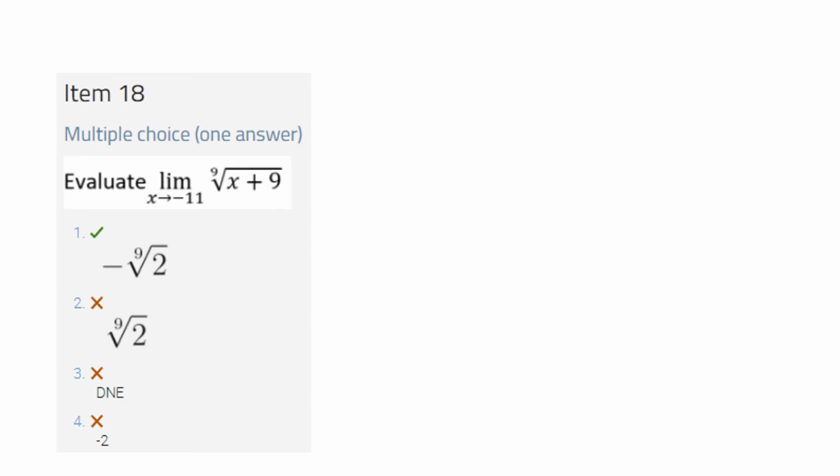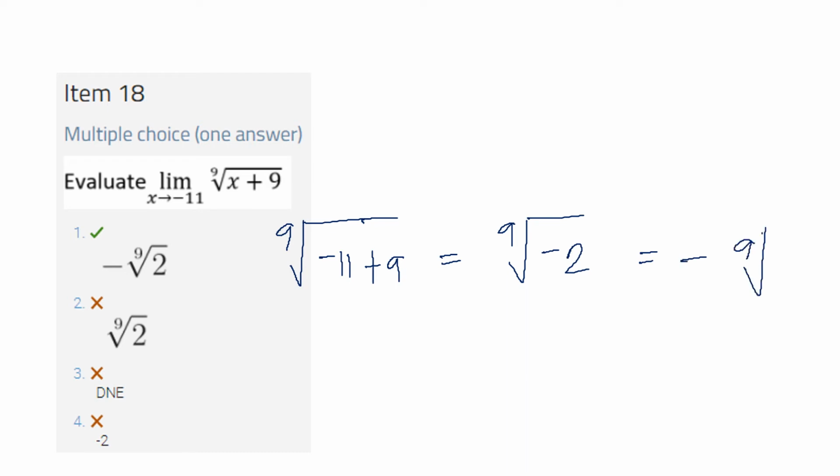The limit of the 9th root of x plus 9 as x approaches negative 1, we can do direct substitution. Let x be negative 1, so negative 1 plus 9 is equal to the 9th root of negative 2... Just bring out the negative sign. Negative 9th root of 2.